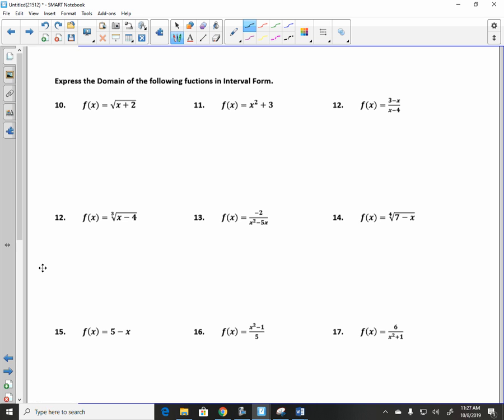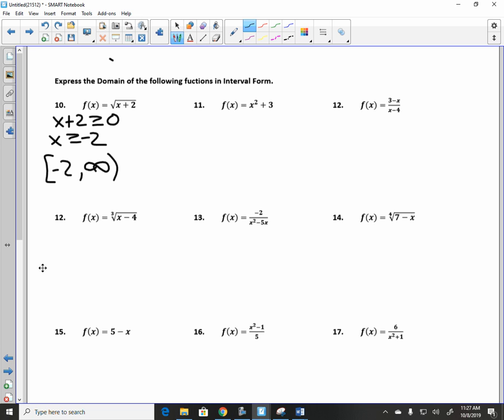So let's try it. Some of these are going to go super quick. Some are going to be a little bit more involved. See if you can tell me what the domain is. First one, square root of x plus 2. Is there a problem with taking square roots? Can't take the square root of a negative. So x plus 2 must be greater than or equal to 0. So x is greater than or equal to negative 2. Negative 2 to infinity. That's the domain.